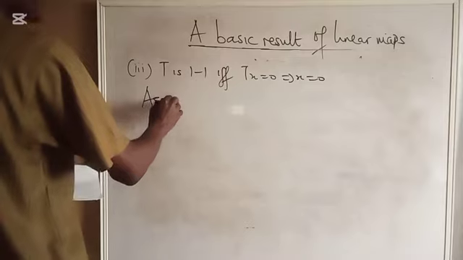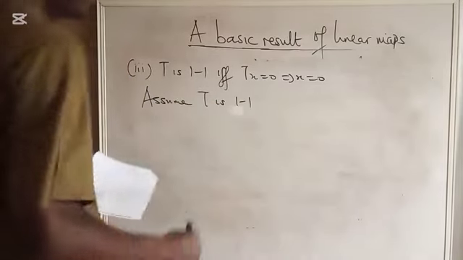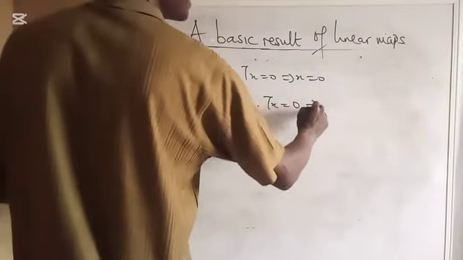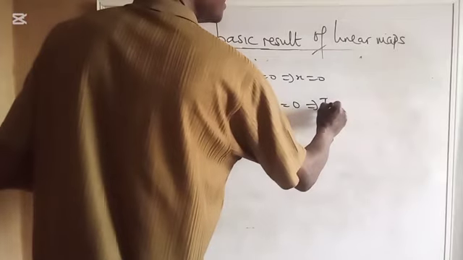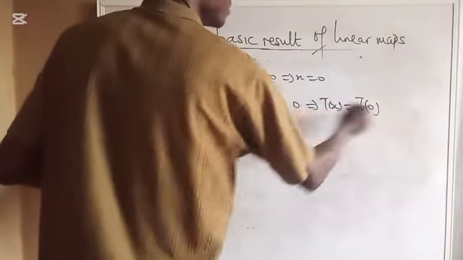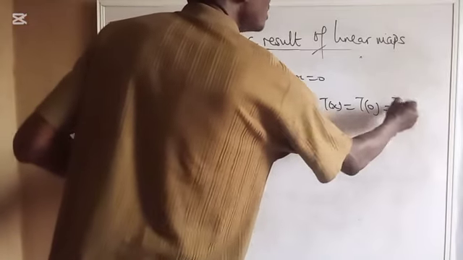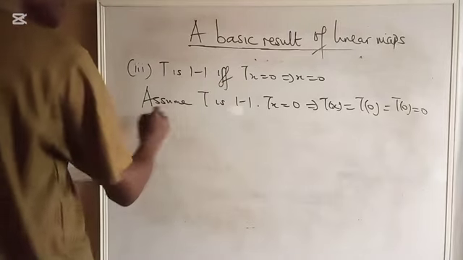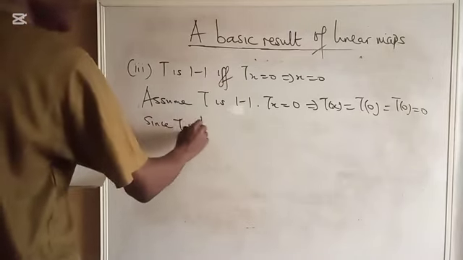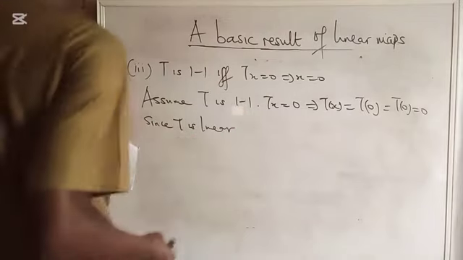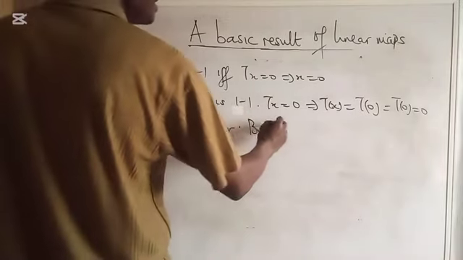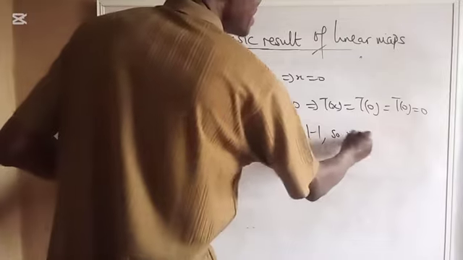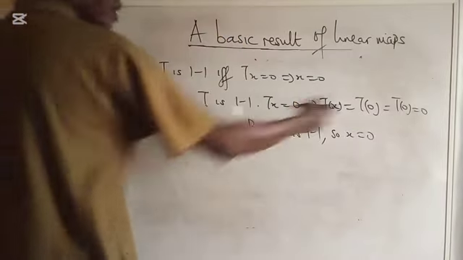Let's first of all assume T is 1 to 1. Start from there. T of X is equal to 0 implies T of X is equal to T of 0, which means T of 0 is equal to 0. That's by the linearity of T. Since T is linear, T of 0 equals 0. But T is 1 to 1, according to the definition there. So X is 0. From the linearity of T, we have T of 0 equals 0.